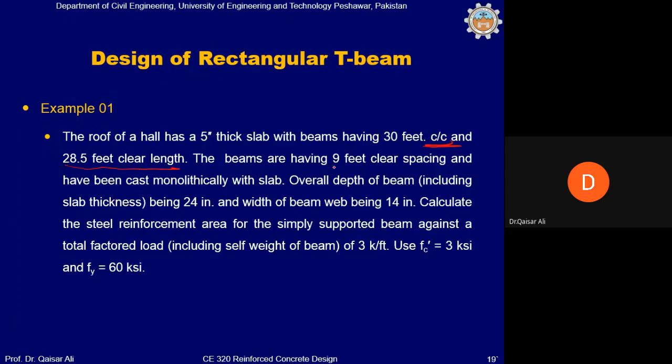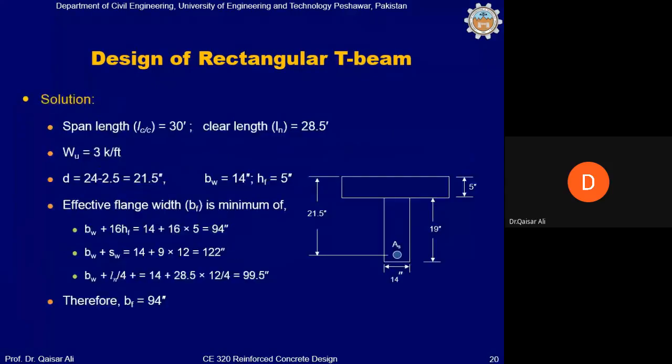The beams are having 9 feet clear spacing and have been cast monolithically with slab. Overall depth of beam including slab thickness being 24-inch and width of the beam web being 14-inch. Calculate the steel reinforcement area for the simply supported beam against a total factored load including self-weight of the beam of 3 kips per foot, fc' 3 ksi and fy 60 ksi.